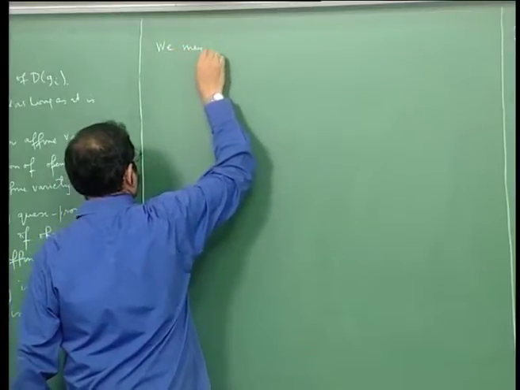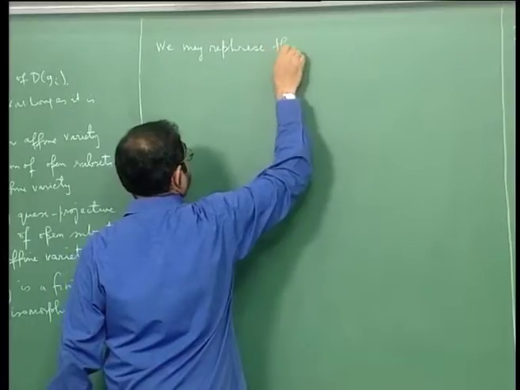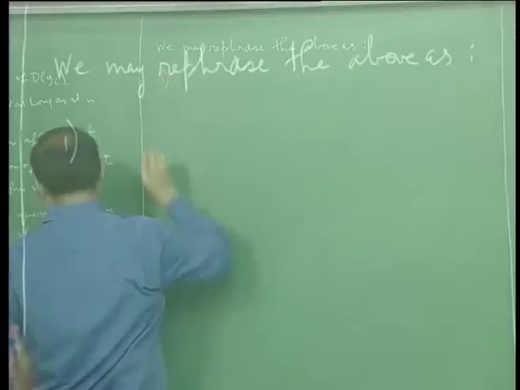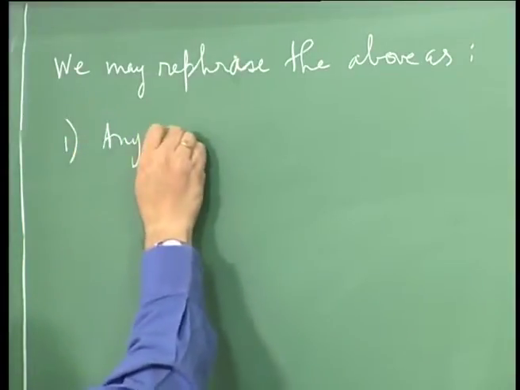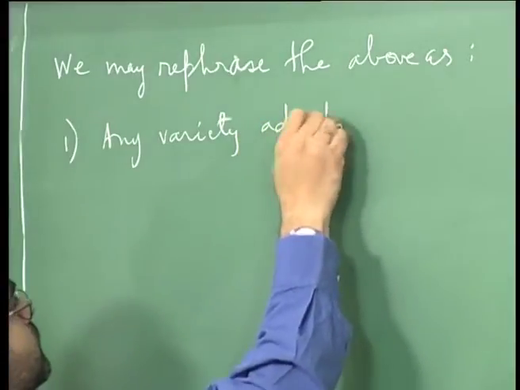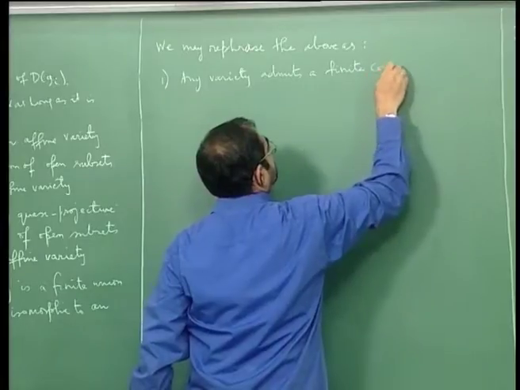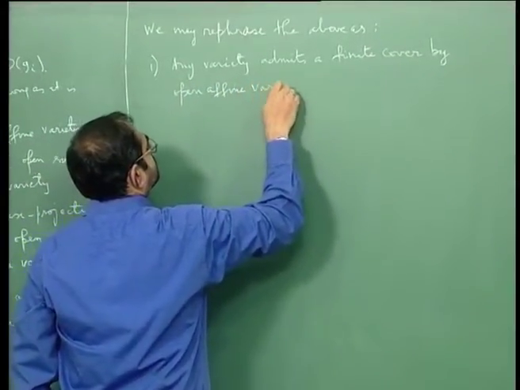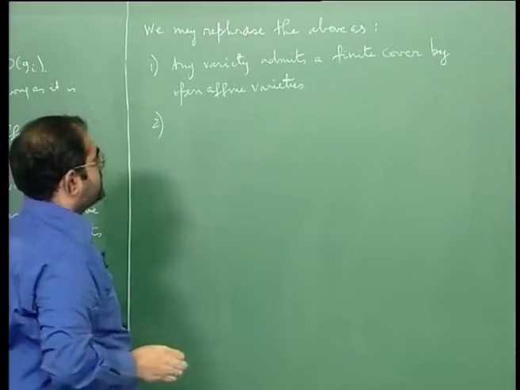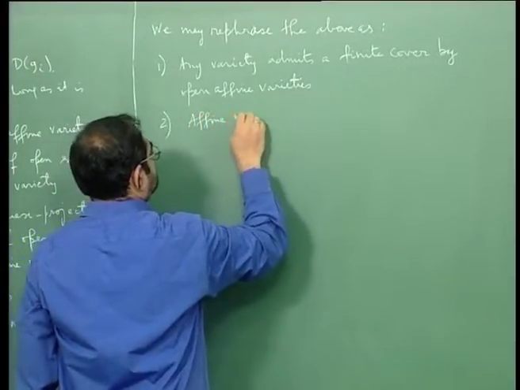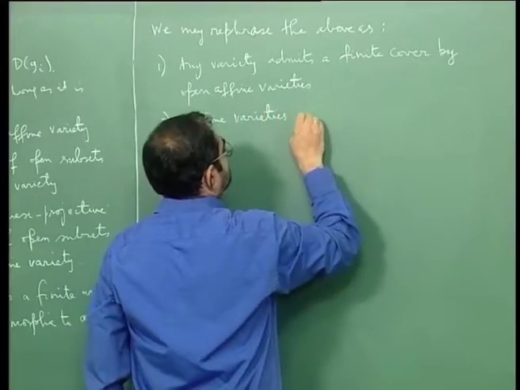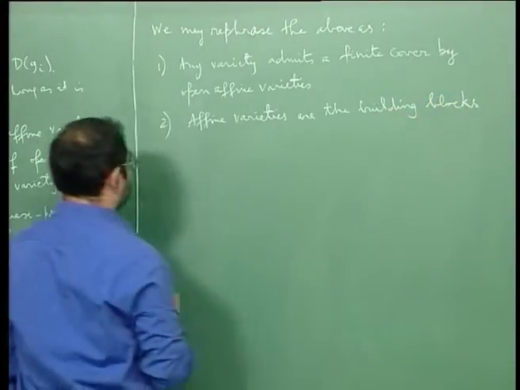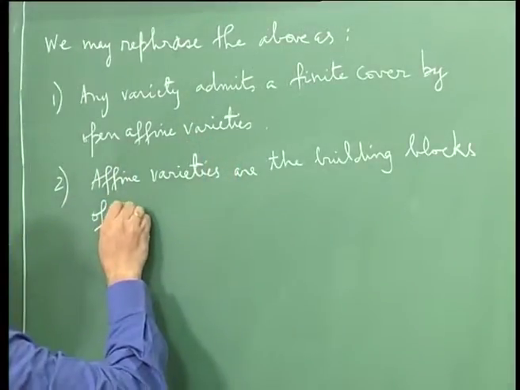We may rephrase the above as number 1, any variety admits a finite cover by open affine varieties. The other way of saying it is that affine varieties are the building blocks of arbitrary varieties.